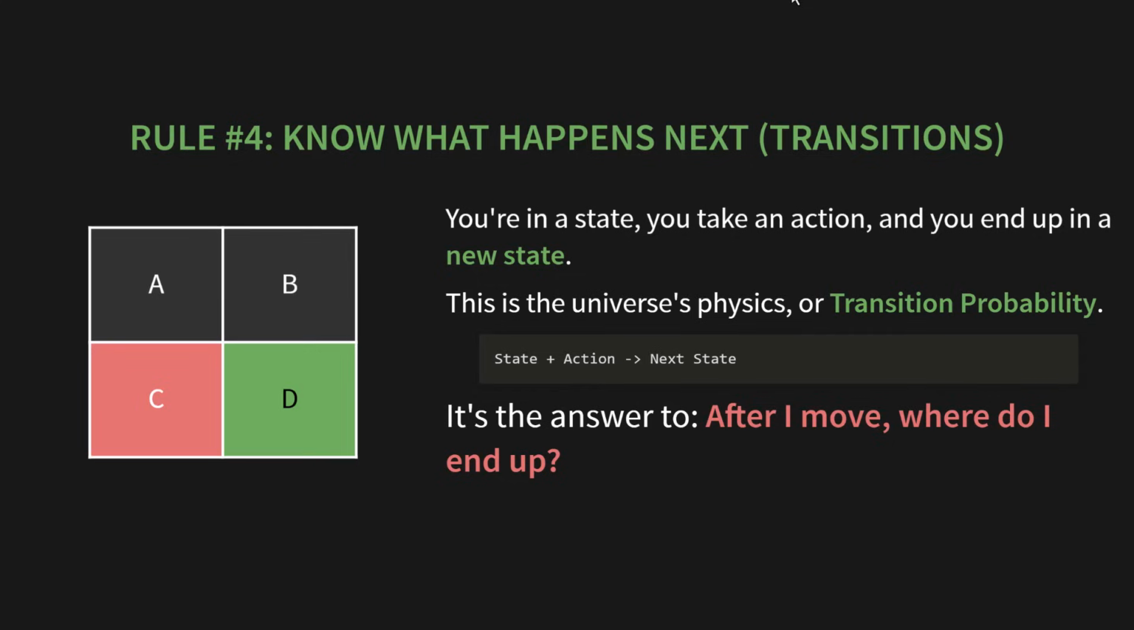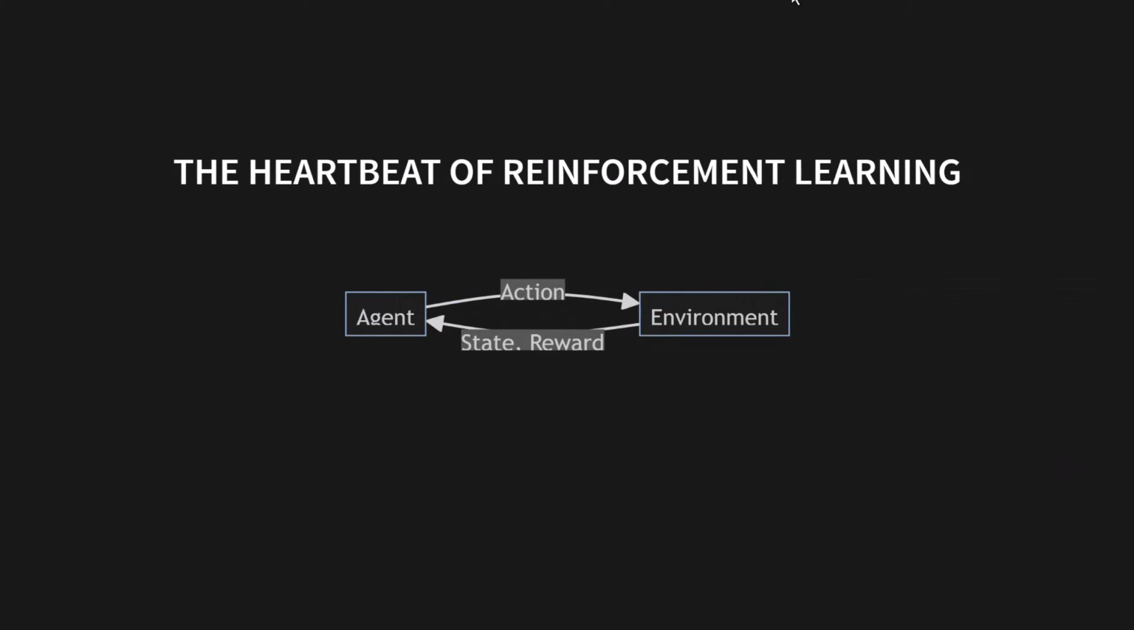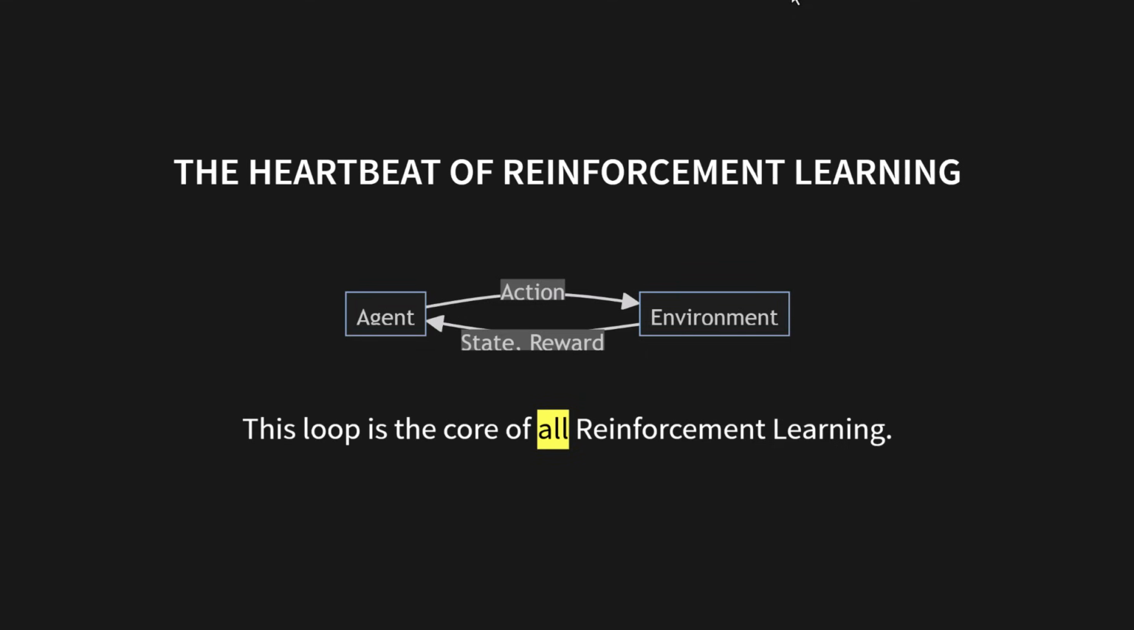That's it. Seriously, that's the entire game. Where am I? That's the state. What can I do? Those are the actions. Okay, I'll try this action, and then what happened? The universe gives back a new state and a reward, and then you just repeat. This loop, this interaction you see on the screen between the learner, which we call the agent, and its world, the environment, this is the heartbeat of all reinforcement learning.